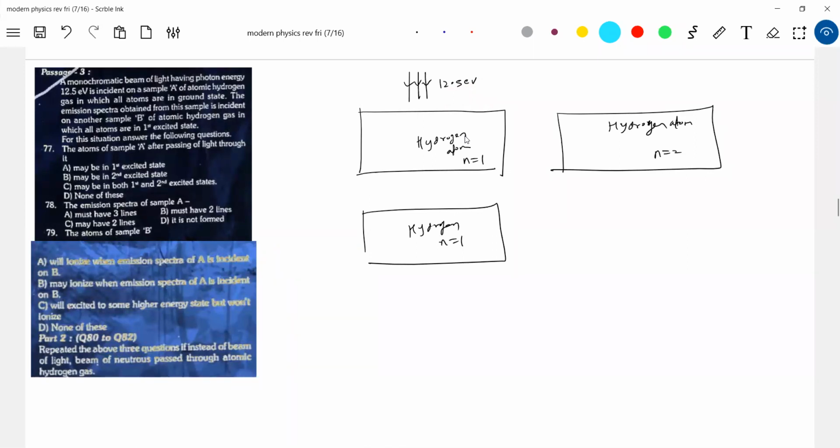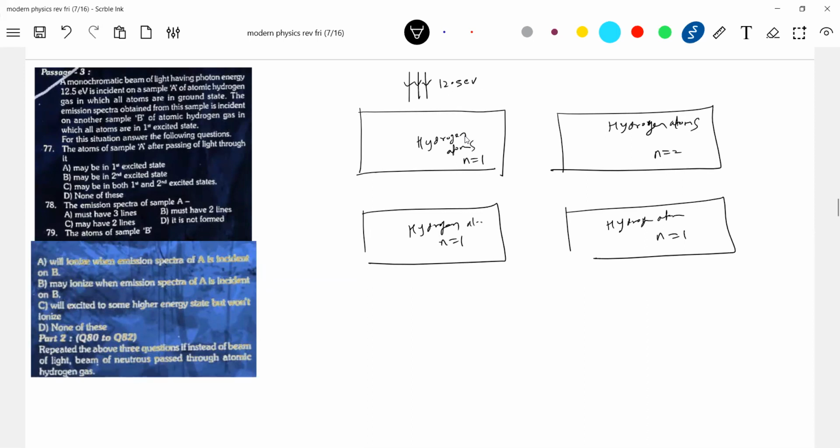Because we do take problems where the photon energy is exactly equal to the difference between energy levels. But if it comes more than or less, it will not absorb. Next, what happens to the hydrogen atom? It will excite to the excited state and it will give out a photon of how much? 10.2 electron volt.